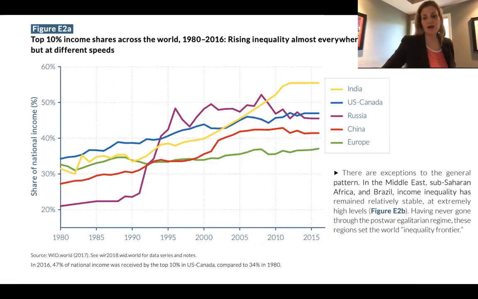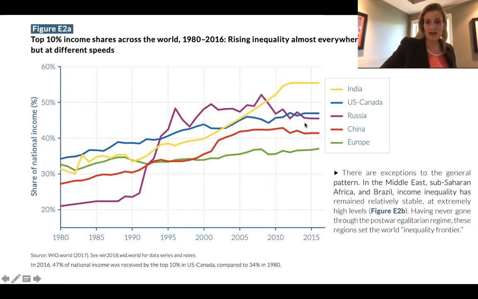So here is another figure from your reading for today. Top 10% income shares around the world, rising inequality almost everywhere, but at different speeds. This is looking at how the share of wealth of that top 10% has increased over time. At the beginning of the Washington Consensus and neoliberalism, in 1980, in the United States and Canada the top 10% had about 34%. Today, we saw that is up to the mid 40s.